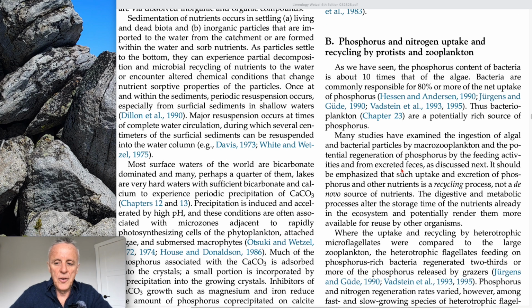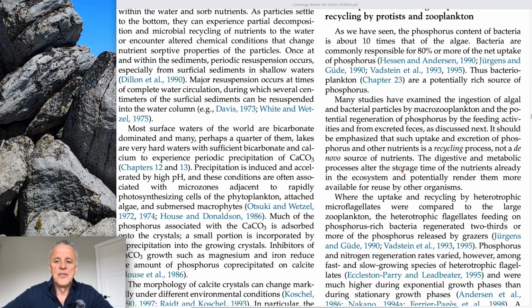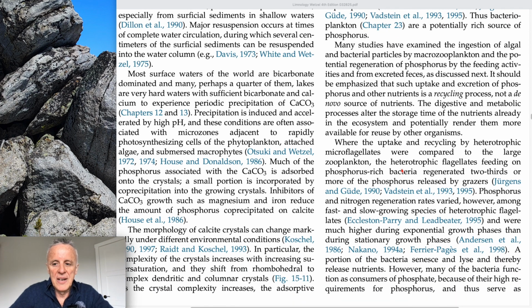As we have seen, the phosphorus content of bacteria is about 10 times that of algae. Bacteria are commonly responsible for 80% or more of the net uptake of phosphorus. Thus, bacterial plankton are a potentially rich source of phosphorus. Many studies have examined the ingestion of algal and bacterial particles by macrozooplankton and the potential regeneration of phosphorus by the feeding activities and from excreted feces, as discussed next.